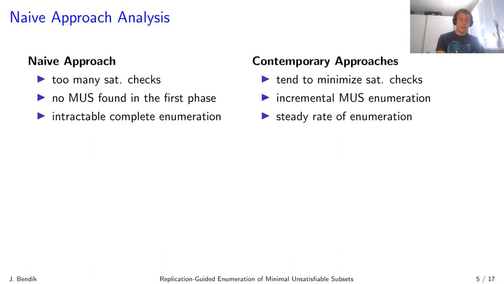In the past decade, there have been proposed several MUS enumeration algorithms. These algorithms tend to minimize the number of performed satisfiability checks. They also enumerate MUSes incrementally, one by one during the whole computation, which means that they are able to find at least some MUSes, even in the intractable cases. And the rate of the enumeration is quite steady.